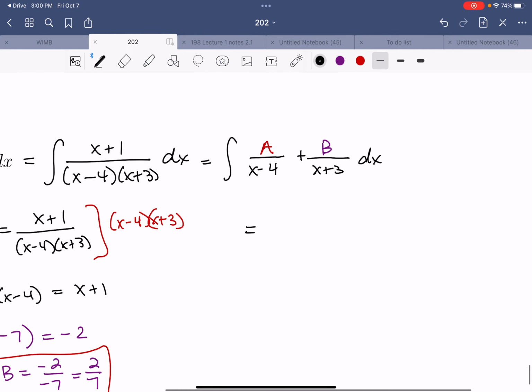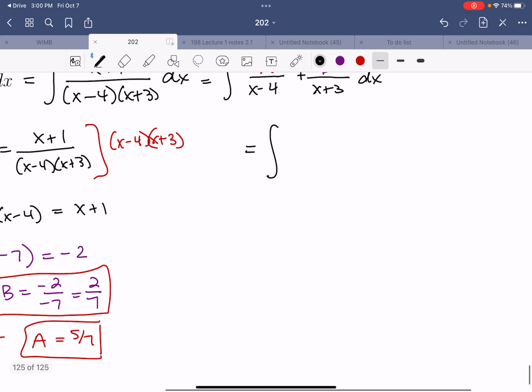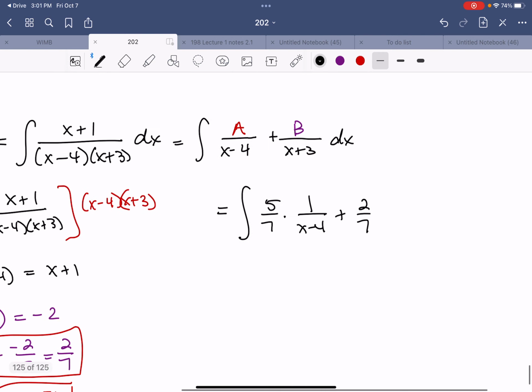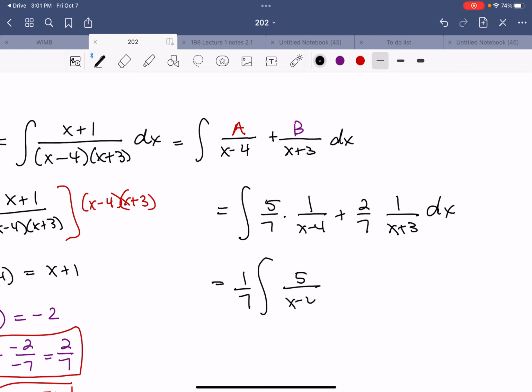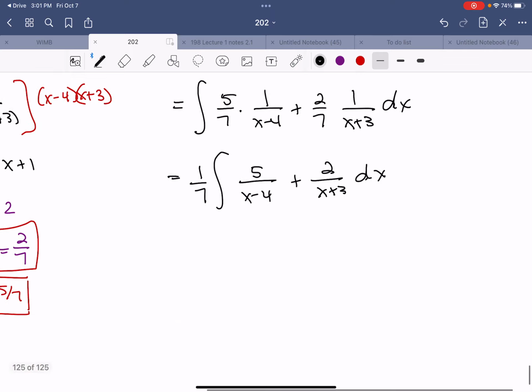So this is equal to the integral of, A was 5 over 7, so I'm going to have 5 over 7 times 1 over x minus 4, plus 2 over 7 times 1 over x plus 3, dx. I'm going to pull the 1 over 7 out front. So this is 5 over x minus 4 and 2 over x plus 3, dx.